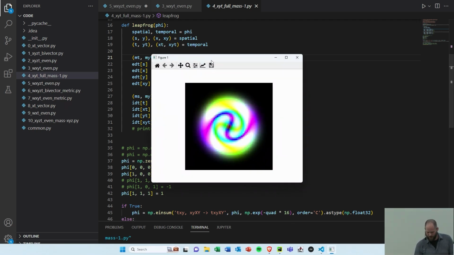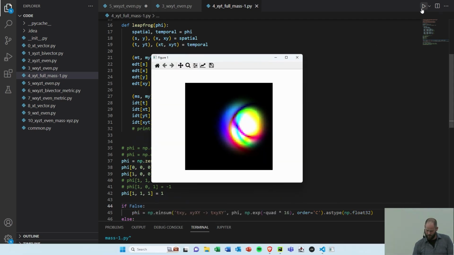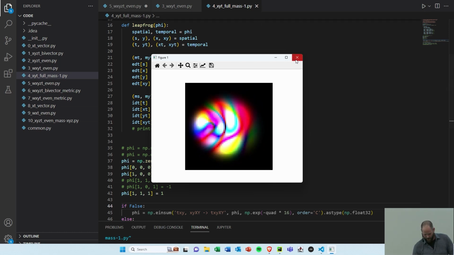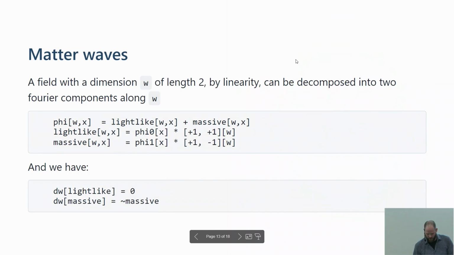Looks remarkably similar, right? And wait, did I even run the right file? Yeah, it does really look remarkably similar. And that's kind of interesting, I find. So this is not just a superficial similarity.